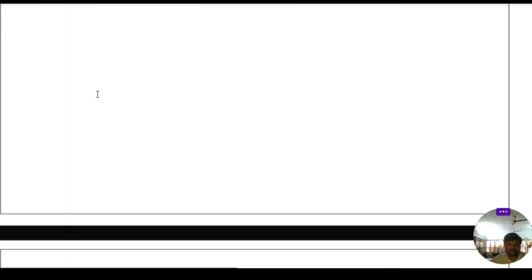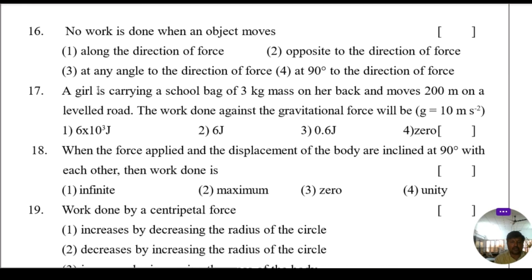Let's go to the 16th one. No work is done when an object moves at 90 degrees to the direction of force. So option 4 is the right answer.